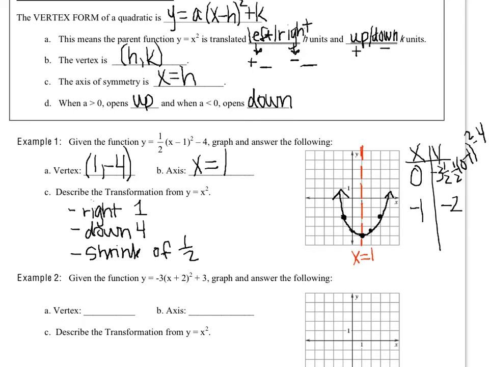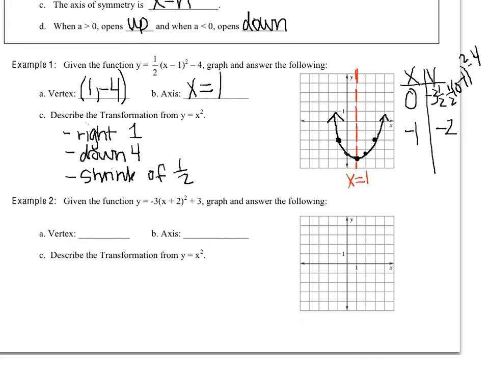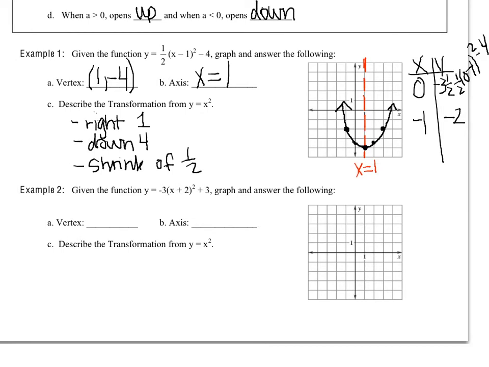So let's look at this next problem right here. We're given a new function right here, and you should start being able to see things just by looking at the equation. Our vertex, remember, is h, k, but it's going to be the opposite of this. So instead of positive 2, it's going to be negative 2. So our vertex is negative 2, 3. Our axis is the line x equals, and it's the x value of the vertex, so x equals negative 2.